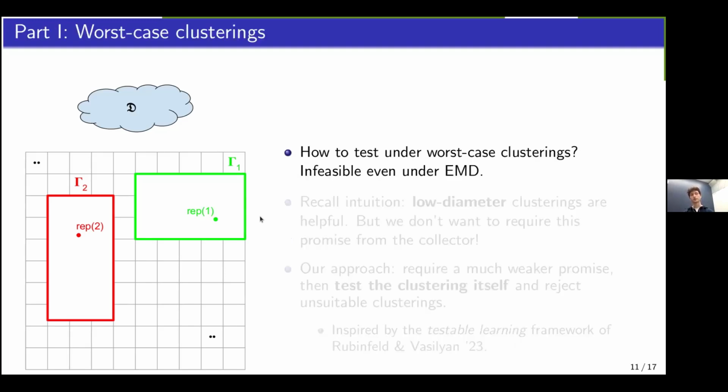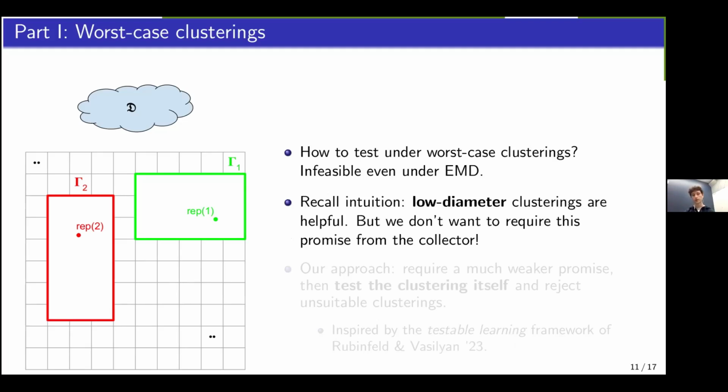Okay, so how are we going to do for this part one, testing under worst case clusterings? For now, the problem is still infeasible because if I allow arbitrary clusterings, then I could have a cluster that contains points very, very far apart in my domain. And then there's nothing I can do because, again, the same kind of counterexample as before is going to be bad even under EMD. However, if my clustering is low diameter, then that's the intuition that I introduced before.